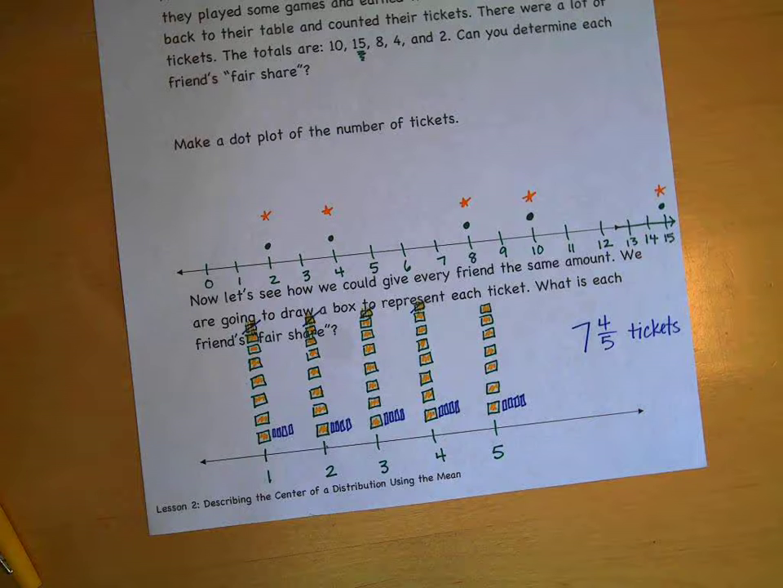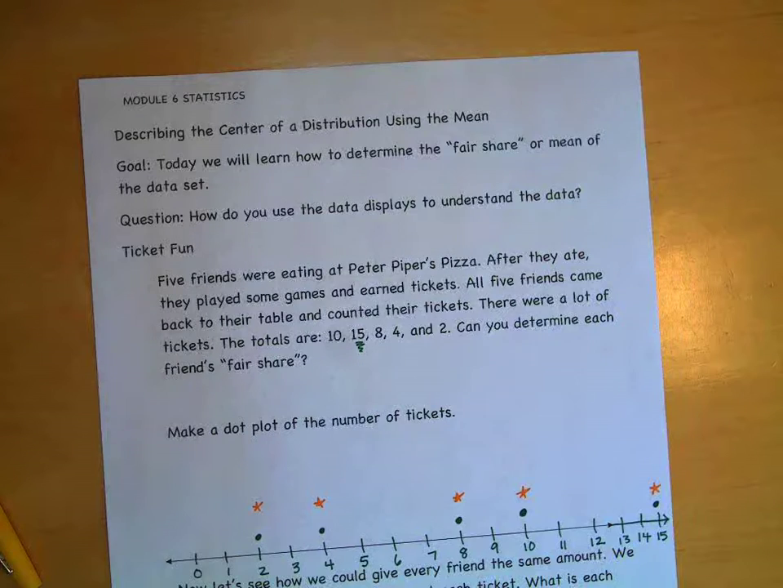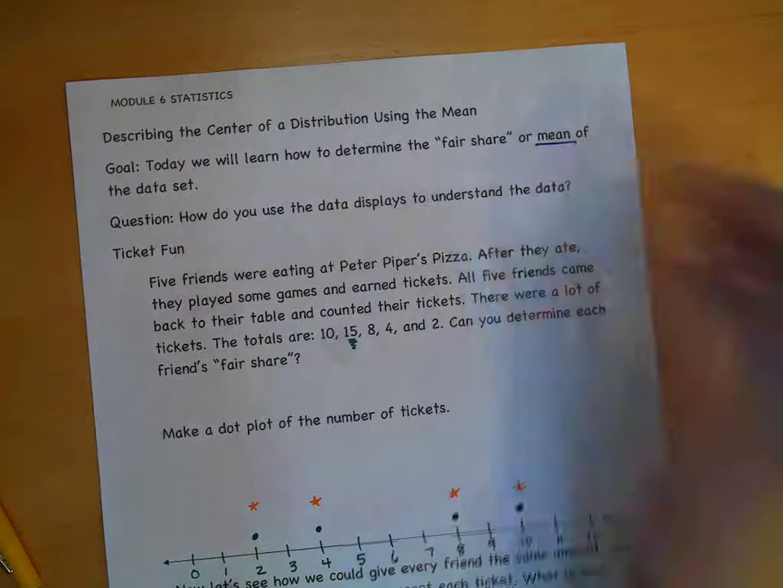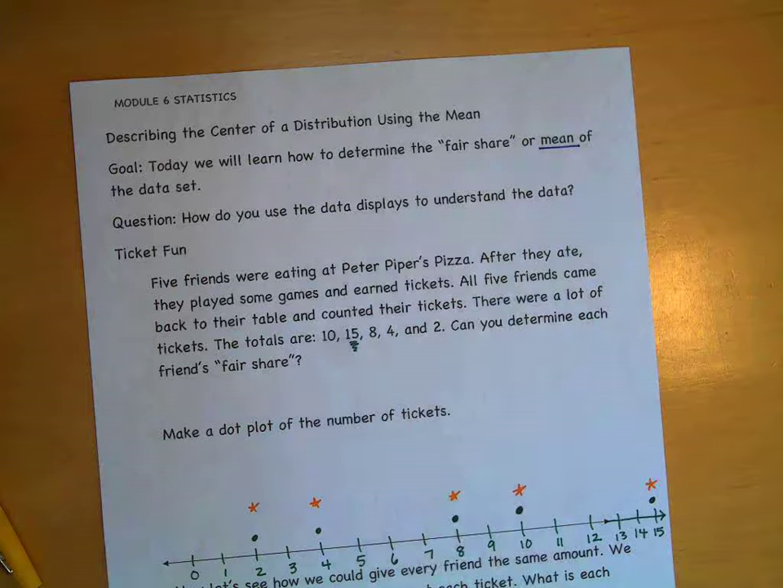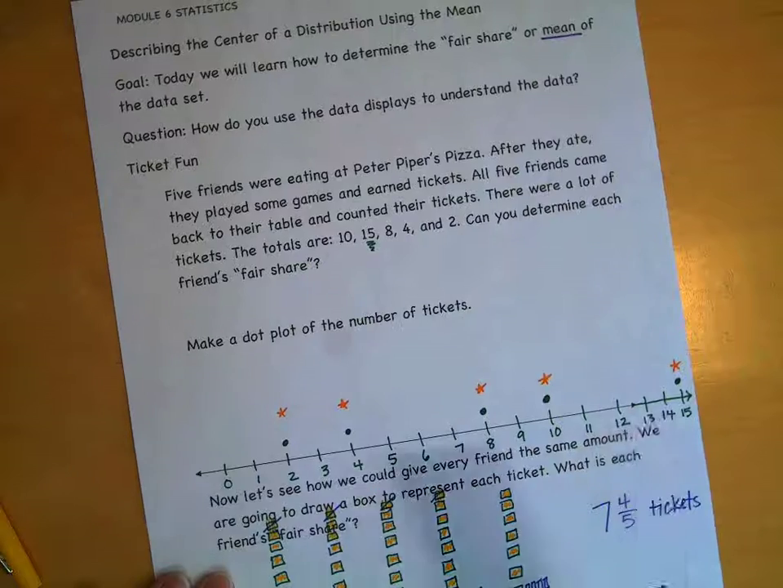So the mean amount or the average amount that each child would get is 7 and 4 fifths tickets. Okay? All right, that's all we have in this lesson. So let's go back to our goal one more time. Today we will learn how to determine the fair share or the mean of the data set. So the mean means everybody gets an equal amount or a fair share of the data set, which is what we did. How do you use the data displays to understand the data?